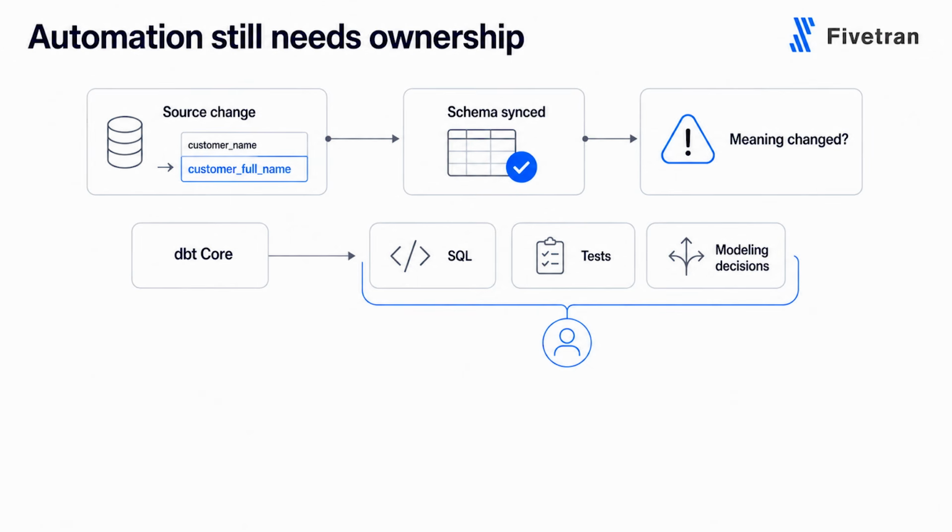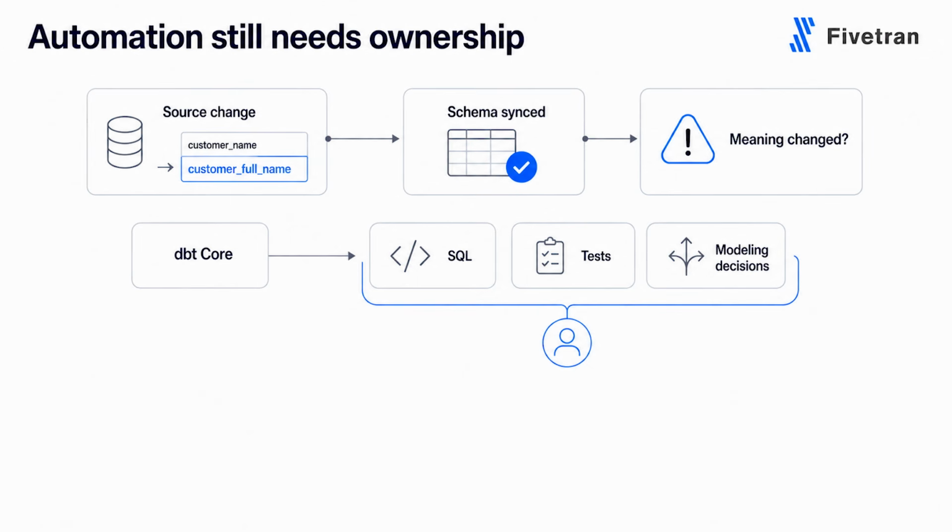Automatic schema handling deserves a closer look. Fivetran can carry a new source column into the destination, but that does not guarantee a downstream metric still means the same thing. A renamed status field can sync successfully and still change a business result. Schema automation reduces maintenance, but teams still need tests, ownership, and controls for sensitive columns.